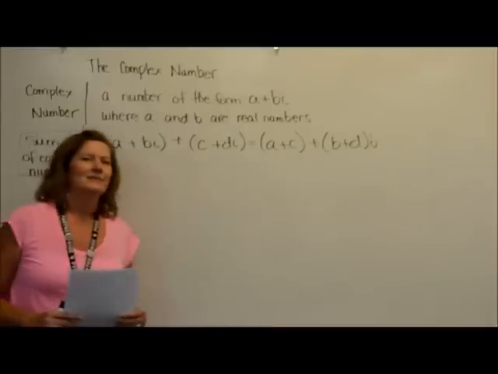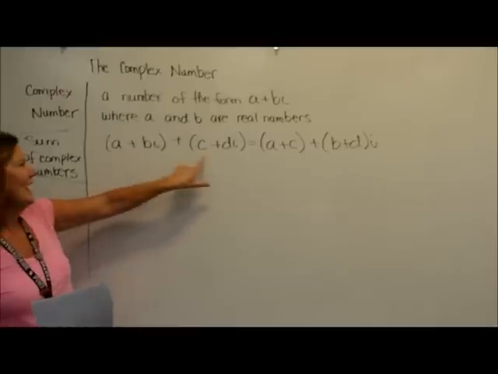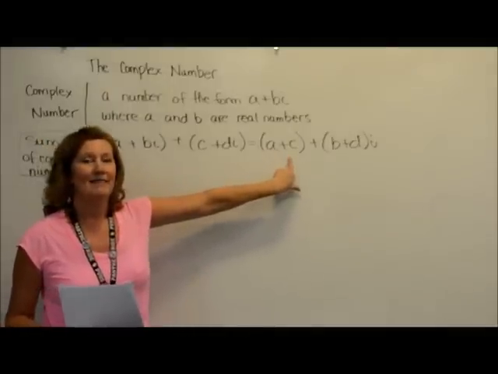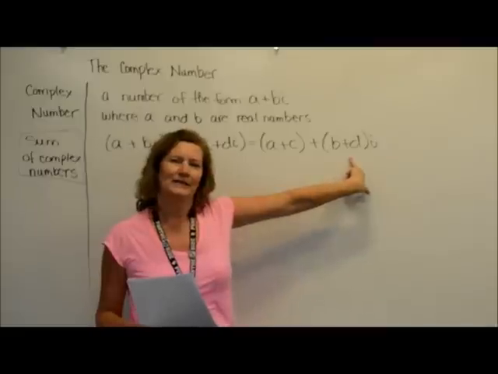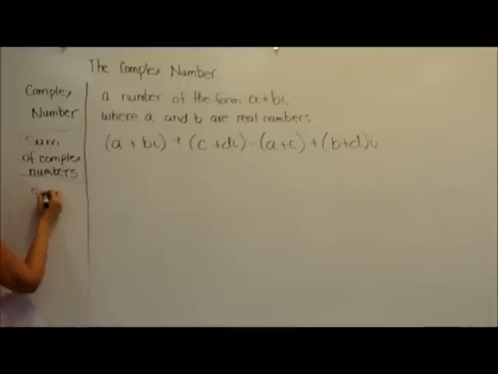So this is the addition property. Now this all looks really complicated, but it's really not. So the deal is you can add the real components, and then you can add the imaginary components, and that's all you're doing basically. So here's an example.